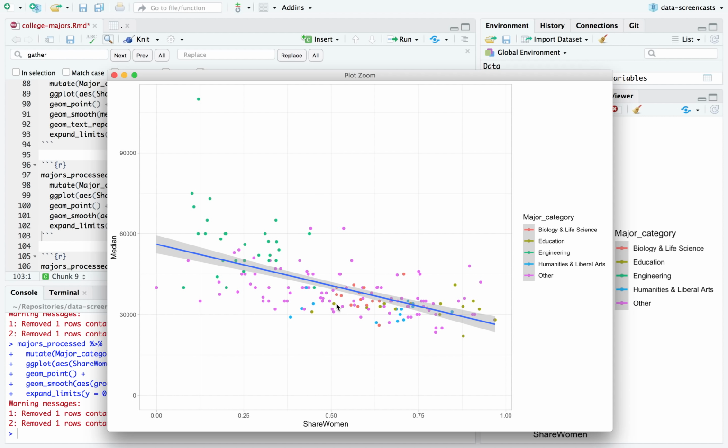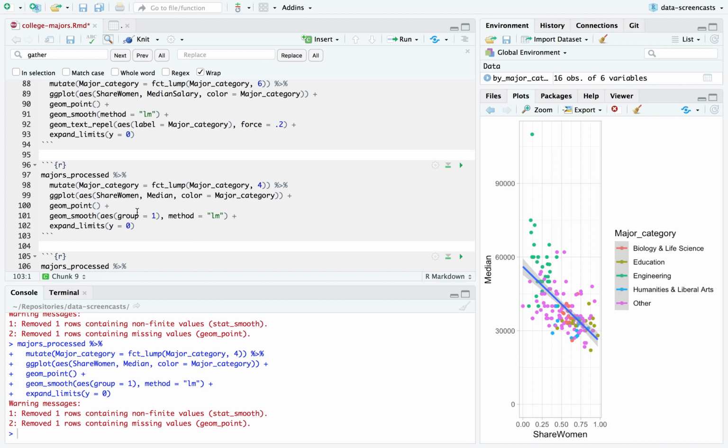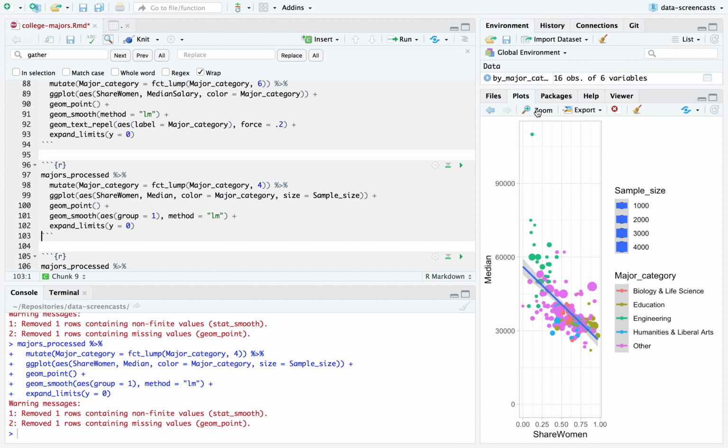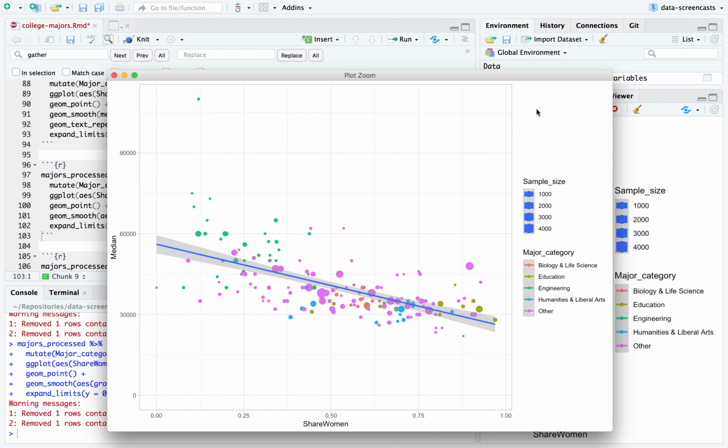Here's your humanities and liberal arts. There's your biology and life science. It's kind of a neat graph. Ooh, I've got one more thing we can put on this graph. Oh, I feel great about this. We are going to put another aesthetic: size. So here, I'm going to do size based on sample size, so we have a feel for which ones we can partly or mostly ignore.